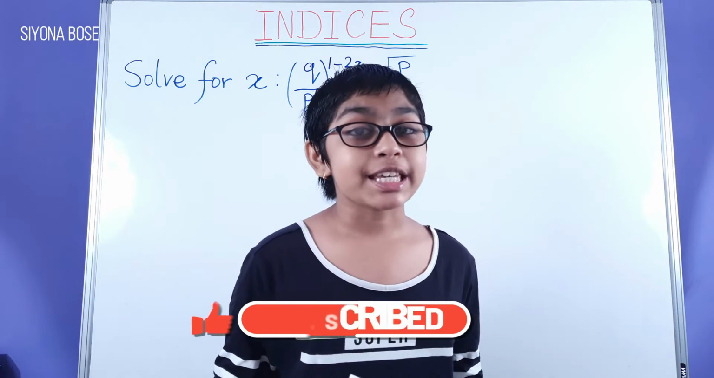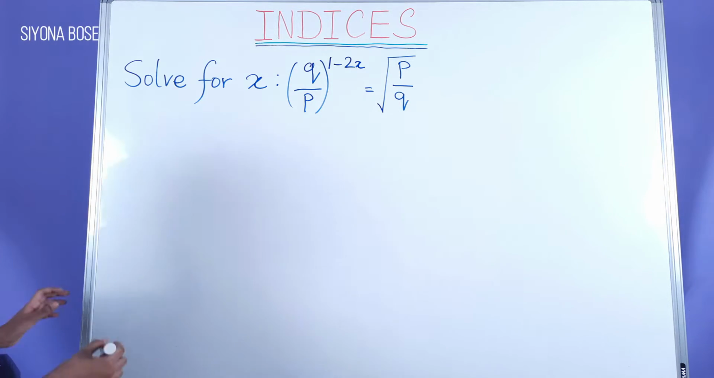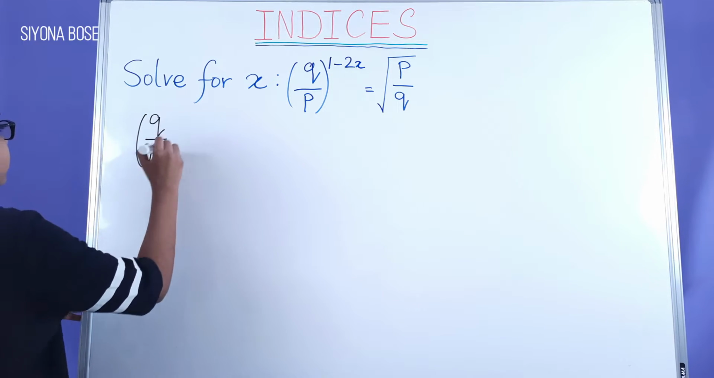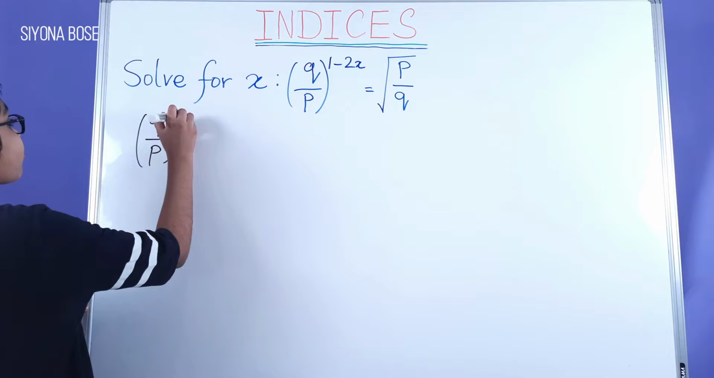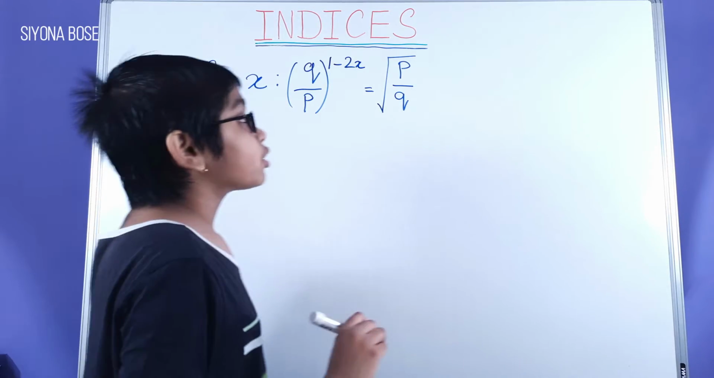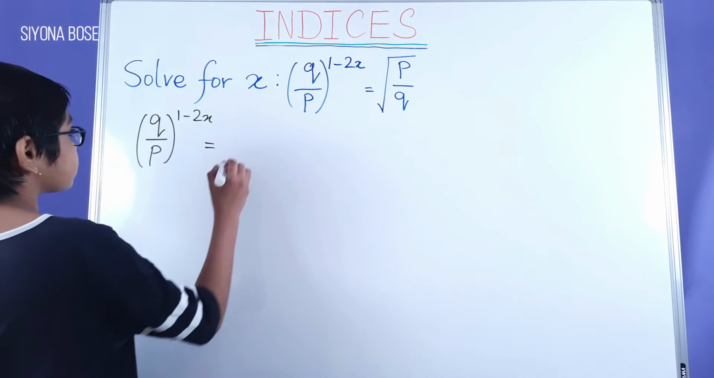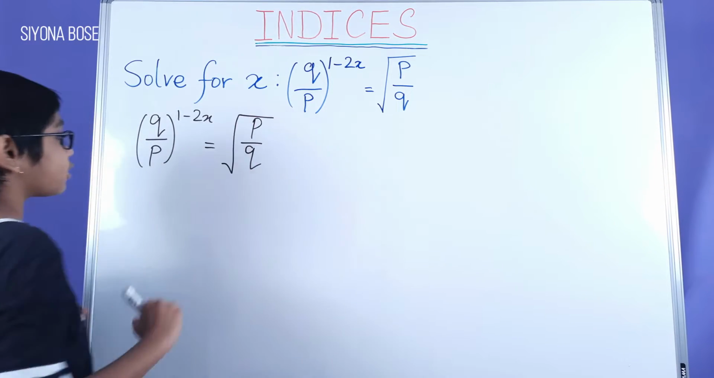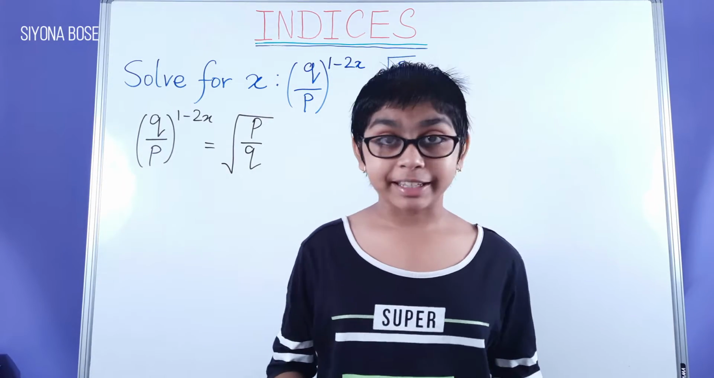Firstly, copy down this equation: (q/p)^(1-2x) = √(p/q).